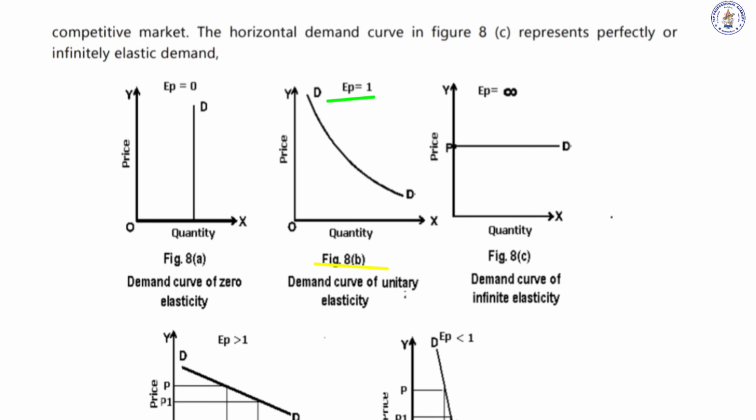Earlier we said perfectly inelastic or completely inelastic, but here the quantity demanded changes exactly the same percentage as the price. So it's called unit elastic. I explain once again since I made a small mistake here. Unit elasticity is when the percentage change in quantity demanded is the same as the percentage change in price. That is why it's called unit elasticity.